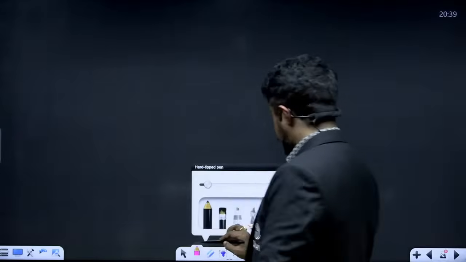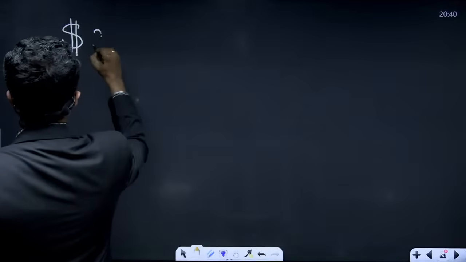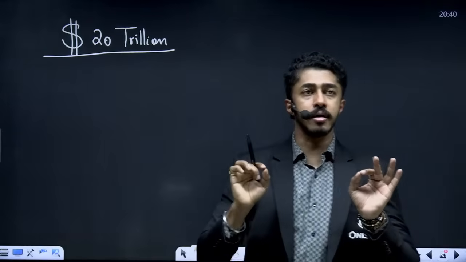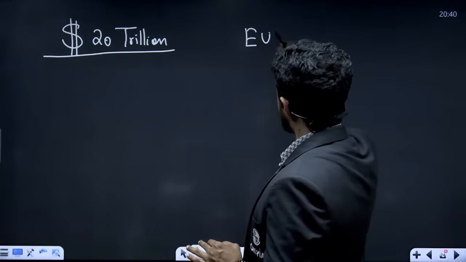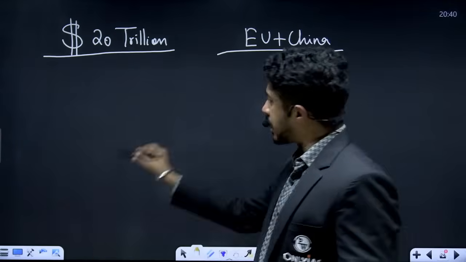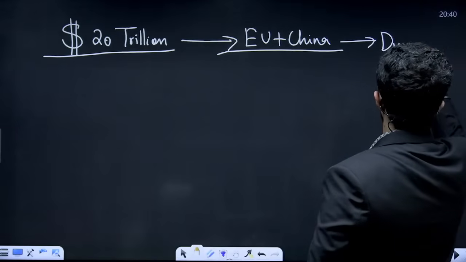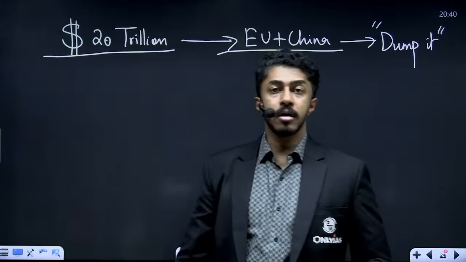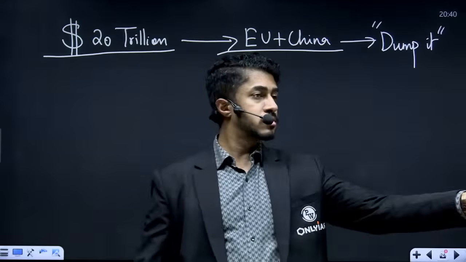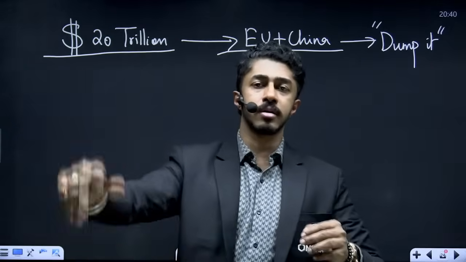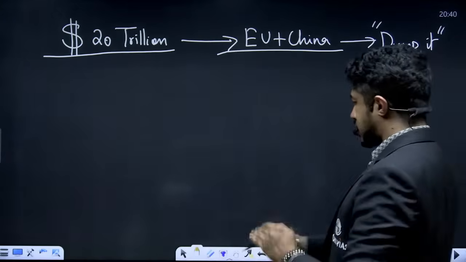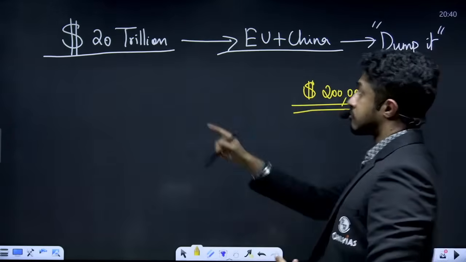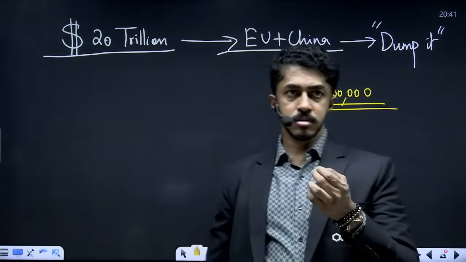Now, I'm having the bonds. Let us say these bonds worth $20 trillion. Just 20 trillion. European Union and China, they decide to dump it. What is dumping? Dumping means I'm purposefully throwing it. Arey, who wants this? You want US bond? Just give me $2, enough. Imagine 20 trillion worth dollar is sold for maybe $200,000. 200,000 it is sold.